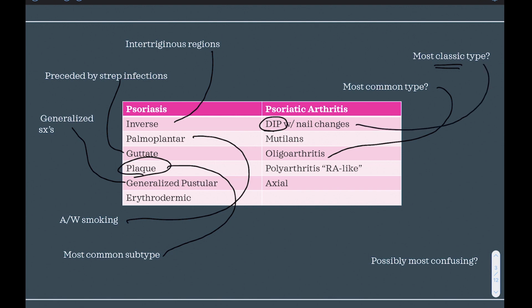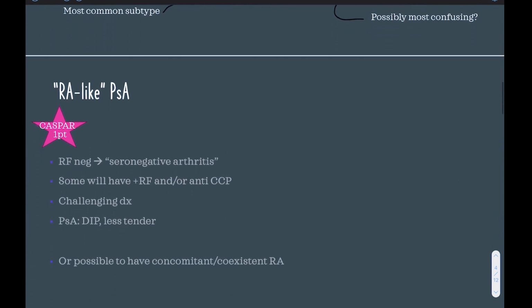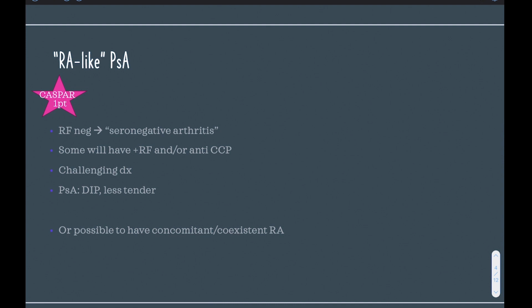One subtype of psoriatic arthritis that can be confusing to diagnose is the polyarticular rheumatoid arthritis-like subtype. And let me explain why teasing out the two can be challenging for clinicians. Psoriatic arthritis is called seronegative arthritis due to the fact that in most cases, the rheumatoid factor will be negative. In fact, this is one of the classification criteria, known as CASPAR criteria, for psoriatic arthritis. So a patient who comes in with a high suspicion of psoriatic arthritis, you can give 1 point for them not having a positive rheumatoid factor.